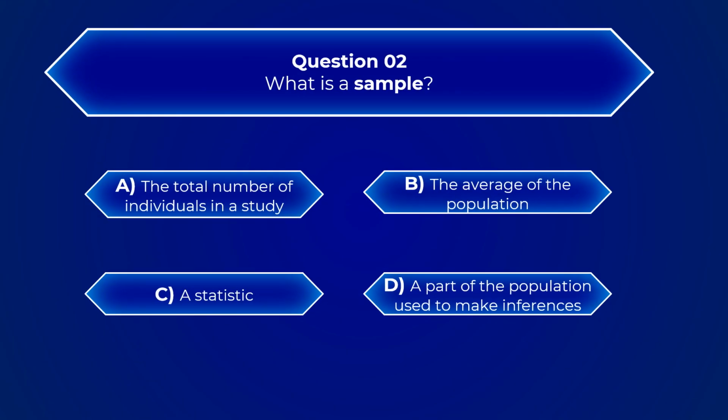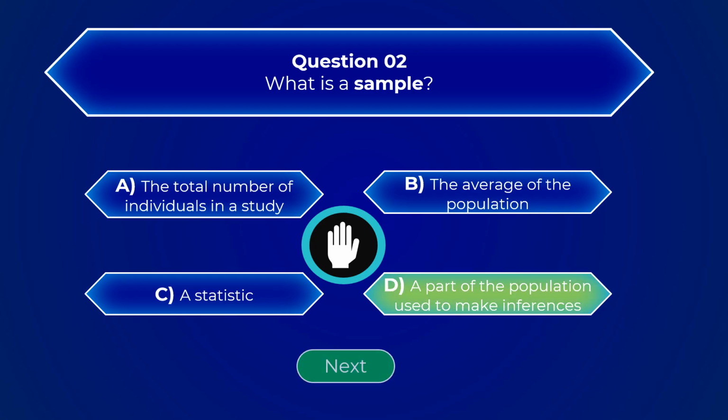Question 2. What is a sample? A. The total number of individuals in study. Or B. The average of the population. C. A statistic. D. A part of the population used to make inferences. So as we have seen in the previous video, the sample here is a part of the population used to make inferences. So the right answer is answer D.